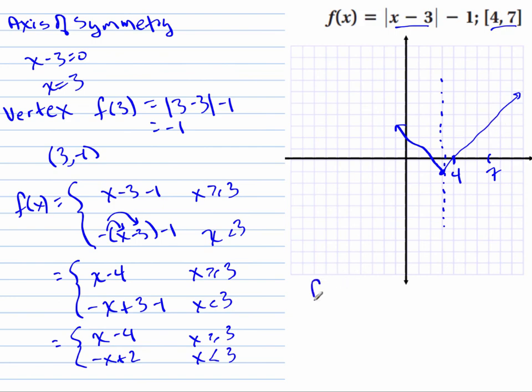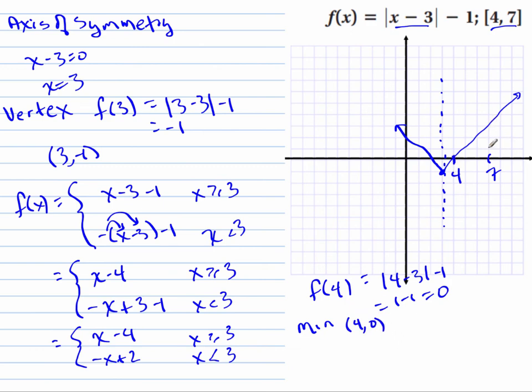So f of 4 is equal to the absolute value of 4 minus 3 minus 1, which is 1 minus 1, or 0. So the minimum is going to occur at 4, 0, which is good. That's what it looks like on my graph.